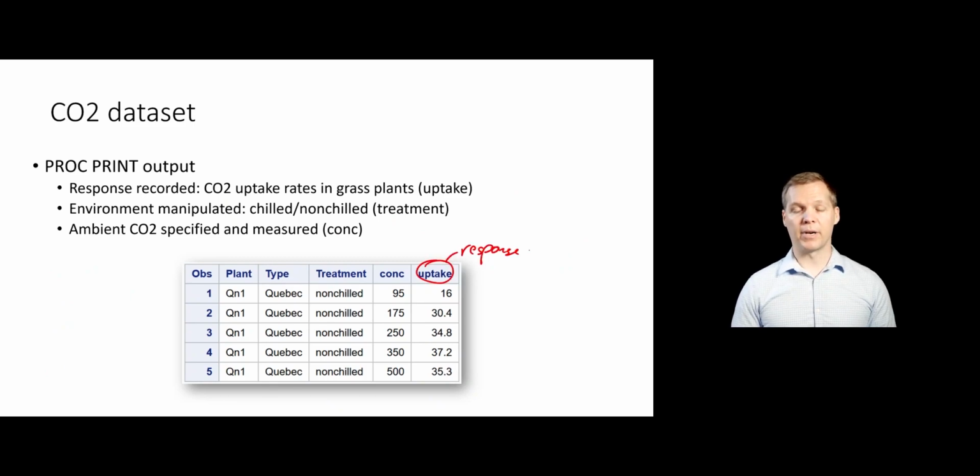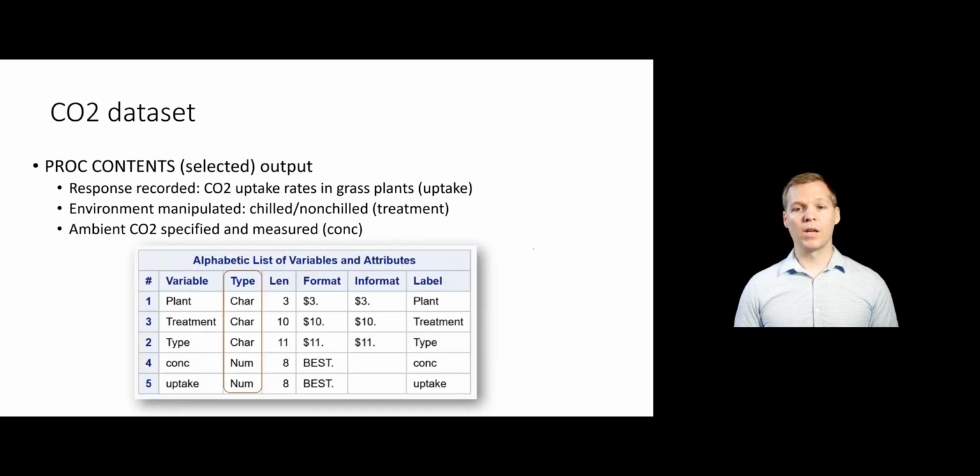You can see that it is numeric, and it does make sense to subtract these uptake values, so that's good. Concentration, likewise, is numeric, and so we'll deal with that one as well. We have a couple other categorical variables that can be useful that we'll see how to utilize later on. Proc contents tells us how these variables are read in. Again, we have 2 numeric and 3 char.